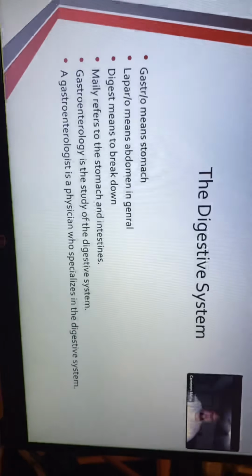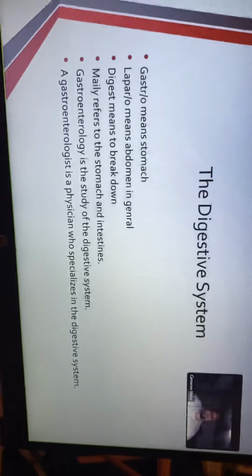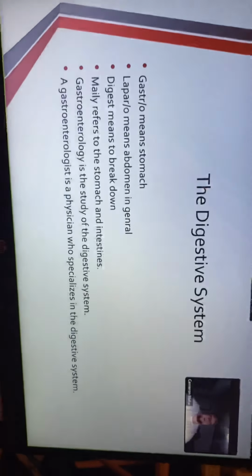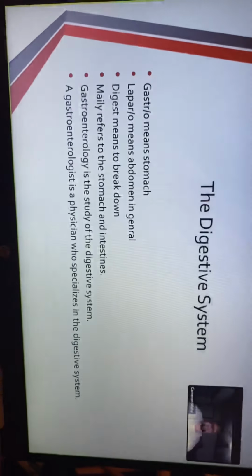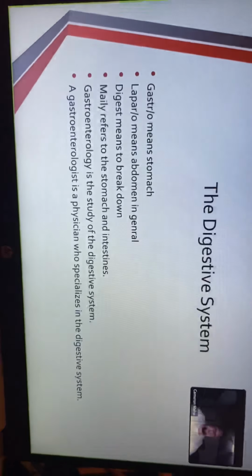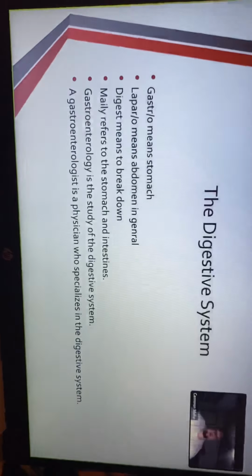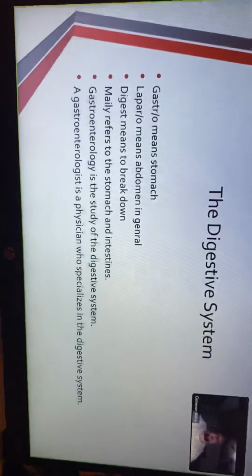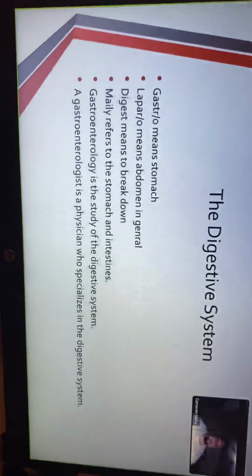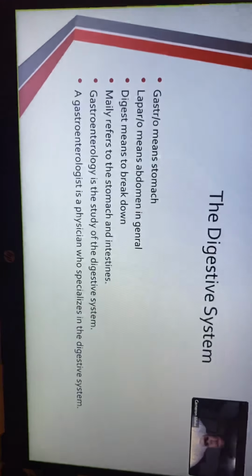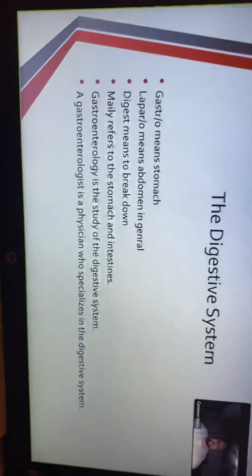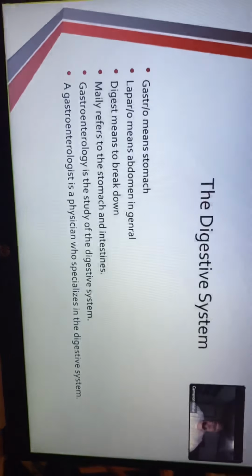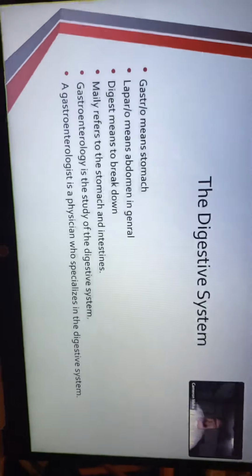And some other information that we need to know, whether you read about the digestive system or hear talks about it, a lot of it is going to be mainly referring to the stomach and intestines. And as far as today, we'll be also focusing on mainly stomach and intestines. But as we learned earlier on, there is a lot of organs that contribute to the digestive system. So gastroenterology is a study of the digestive system. And once you're in this field of study, you will be called a gastroenterologist, which is a physician who specializes in the digestive system.